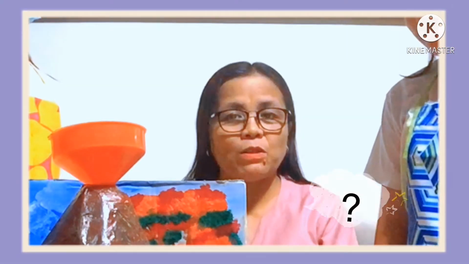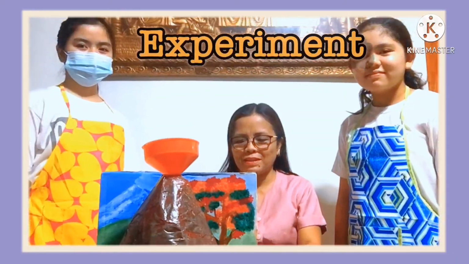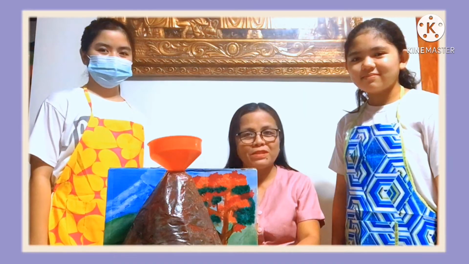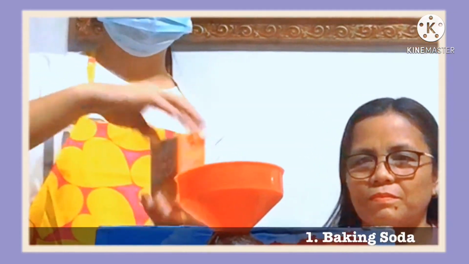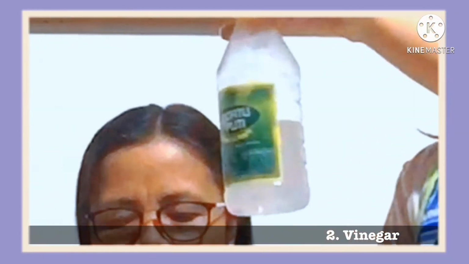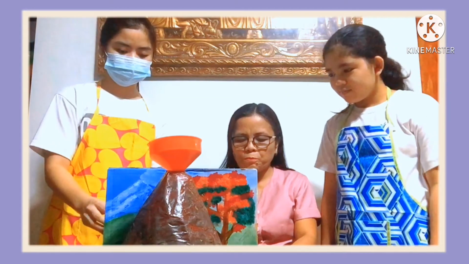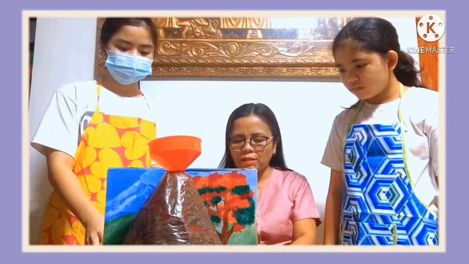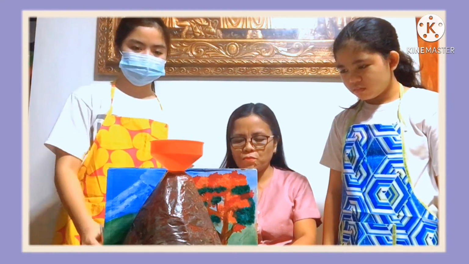Do you know how a volcano erupts? Let's find out by doing an experiment. First, prepare the following materials: baking soda, vinegar, and red food color. First procedure, put the funnel on the mouth of the bottle and pour the baking soda until the bottle is half full.